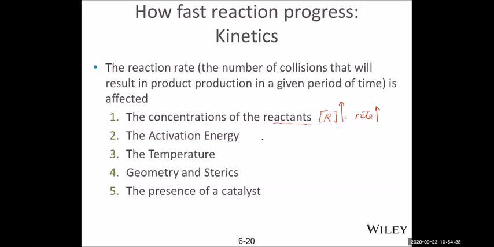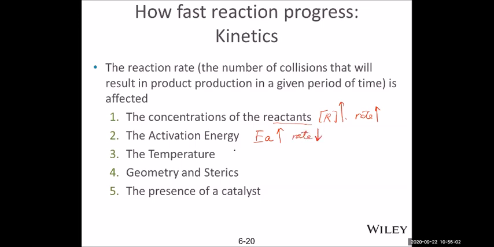The second one is activation energy. Activation energy is just the opposite. Activation energy means the energy barrier for the reactant molecules to become product. So when you have a high activation energy barrier, it makes the reaction difficult, which means the reaction will slow down.